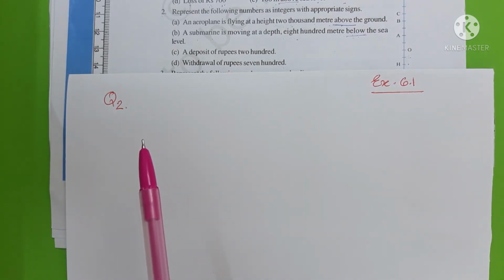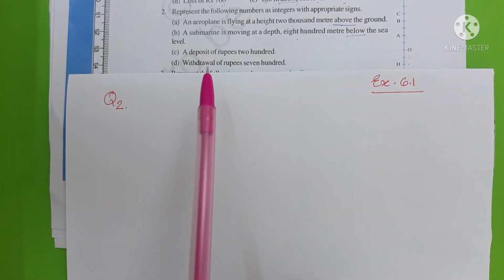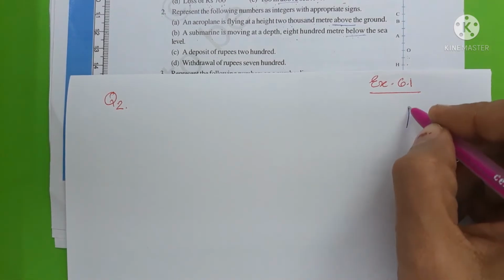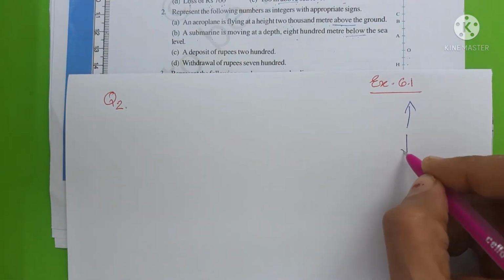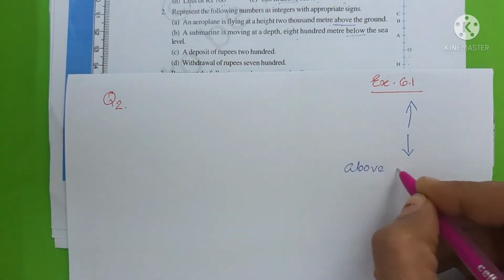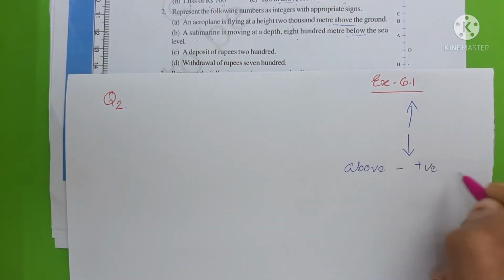And also we learned that something moved from the ground level upwards indicates a positive integer, and something going downwards from the ground level or sea level indicates a negative integer. So the above indicates positive integer, right? Positive integer.